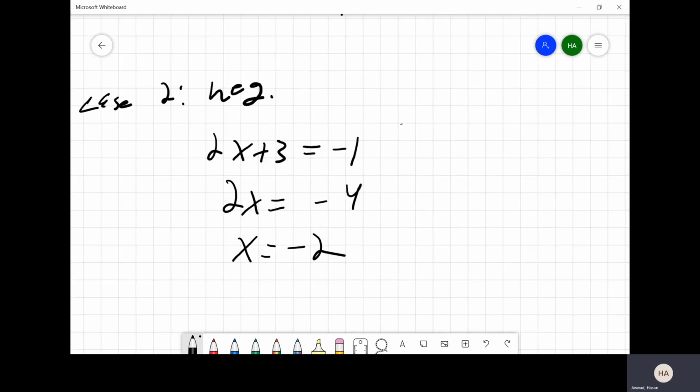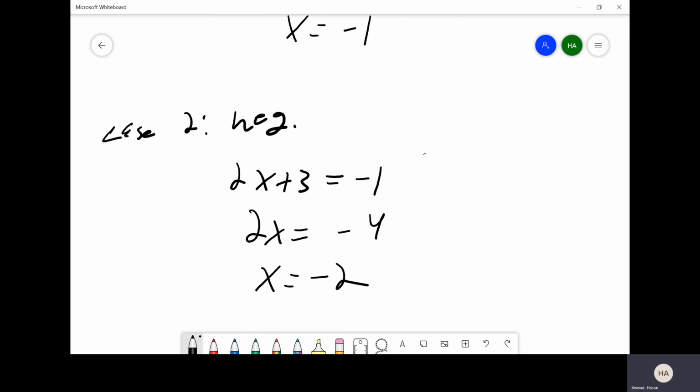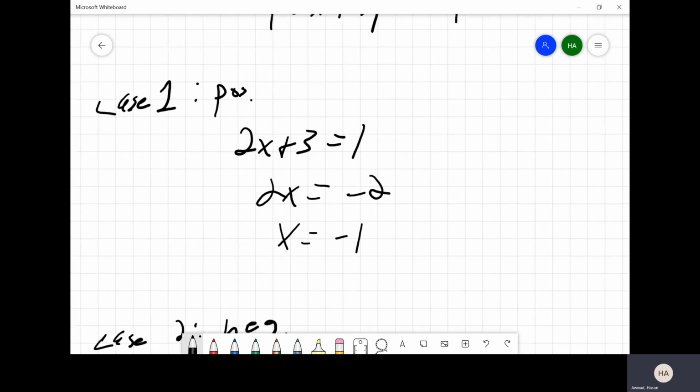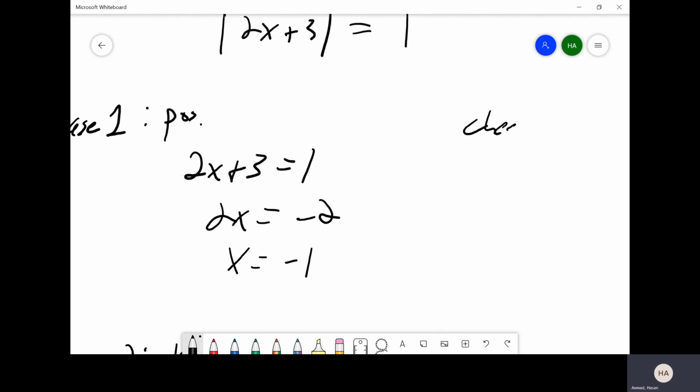So let's again go ahead and check, because it might not make sense immediately that these are our solutions. But checking this, I'm just going to write check up here. We have plugging in -1 for x. 2 times -1 plus 3 is equal to 1, right?